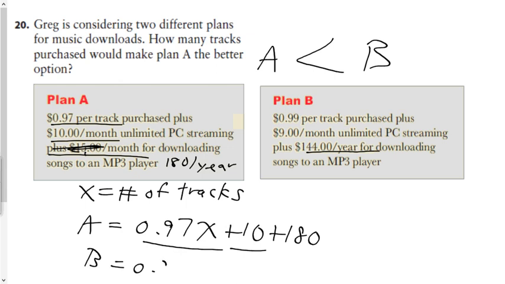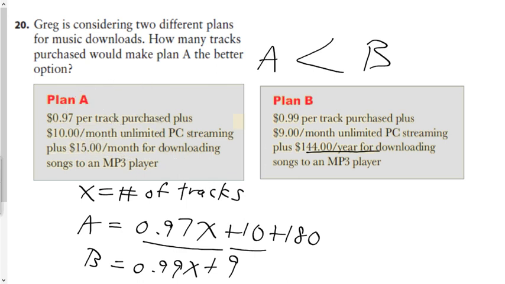B will be 99 cents per track plus $9 a month. Oh my God, I got this one wrong again. I screwed up again. So we have to do everything by the year. So it's $180 per year for this. And since this is per month, this is going to be $120 for the year too. So altogether, our constant will be the 180 and the 120, which means it's a $300 constant for that one. Over here, $9 a month per year, $9 times 12.